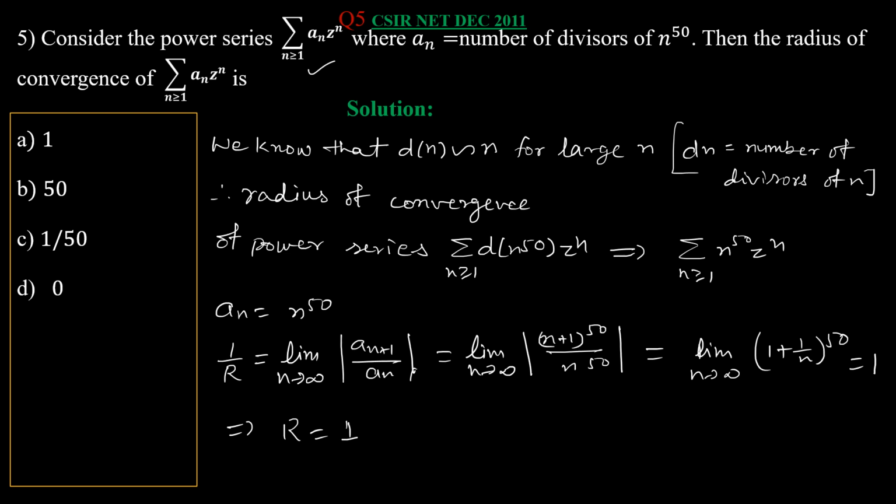So the radius of convergence of the power series will be 1 for both the series. So your option A is the correct option. In upcoming questions, we will again see the radius of convergence, so you must remember that you must be good at solving questions related to radius of convergence.